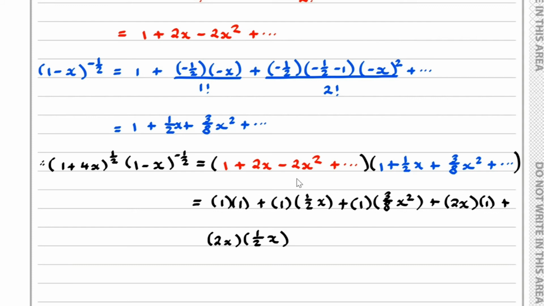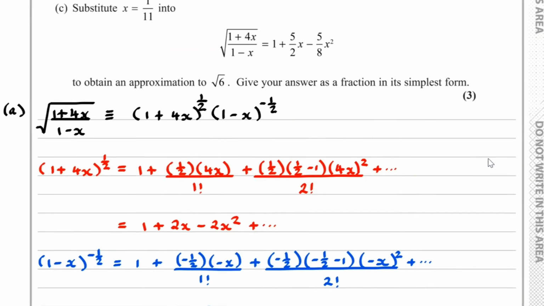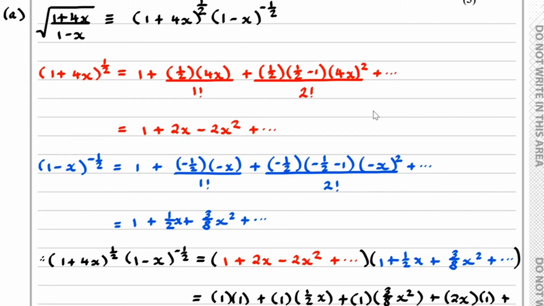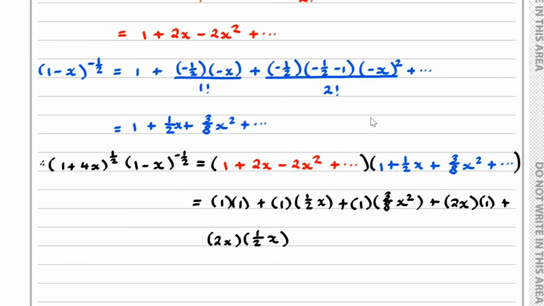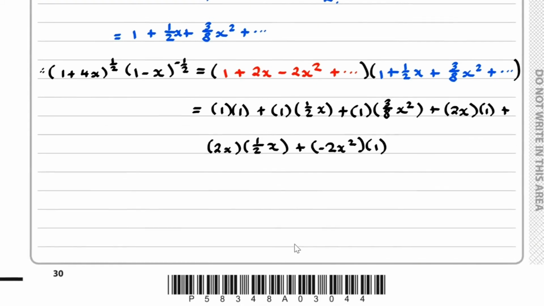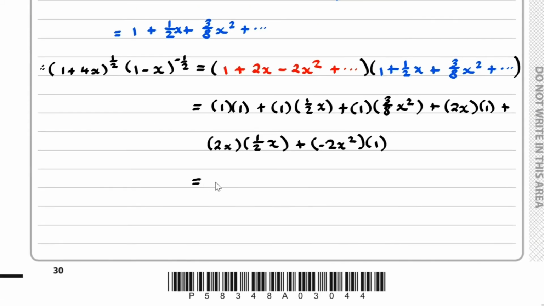And then I could continue by multiplying the 2x times by the 3/8 x squared, but we don't want anything involving cubes, we just want terms up to x squared. Rather, we've also got the minus 2x squared times by the 1. We only want terms up to x squared, and so working this out, I've got 1 plus 5 over 2x subtract 5/8 x squared, and then I've got higher order terms.